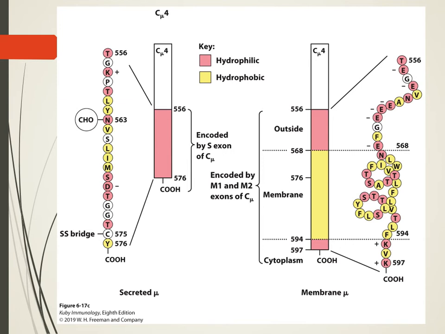And we can have it where they're secreted, or we can have membrane bound. In the membrane bound form, there's a portion that creates these alpha helixes that are transmembrane. That portion has been cut out in order to have our secreted antibody. And again, it's this mRNA splicing that allows that to occur.